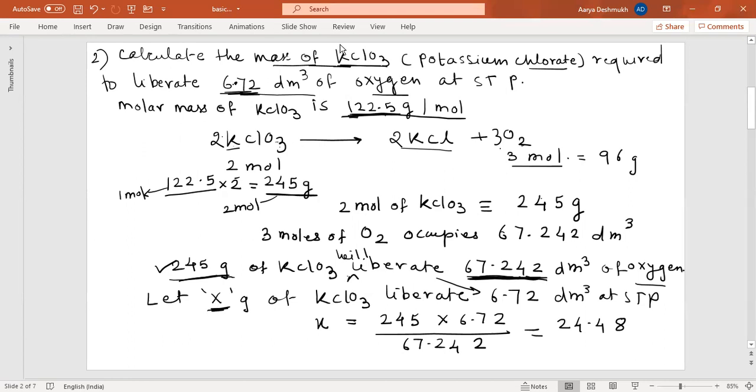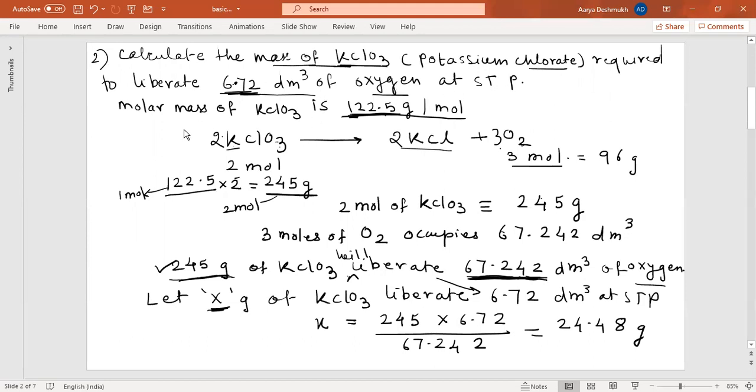X means what? Calculate the mass of KClO3 which is required to liberate 6.72 dm cube of oxygen. Since this 245 will liberate 67, then for 6.72, how will you calculate this X? We just cross multiplied and got the answer as 24.4 grams of KClO3 required to liberate 6.72 dm cube of oxygen at STP.